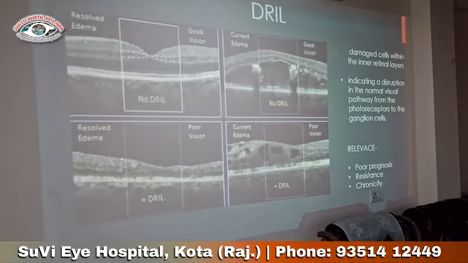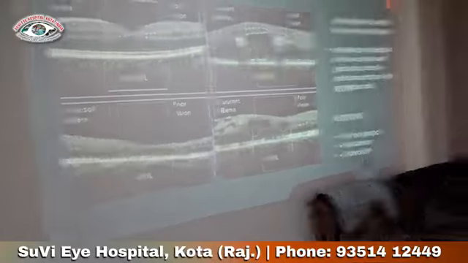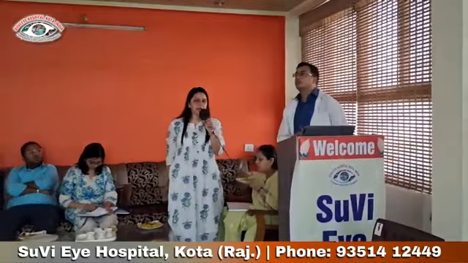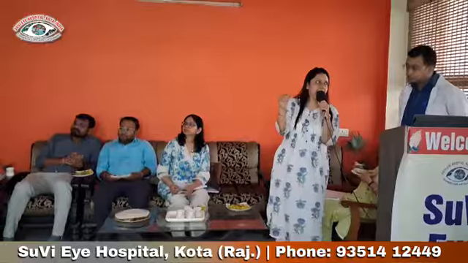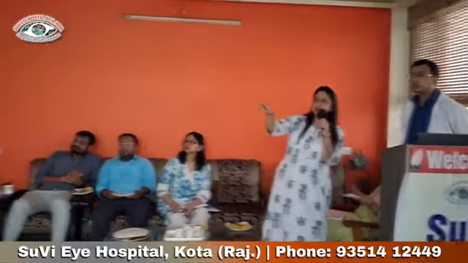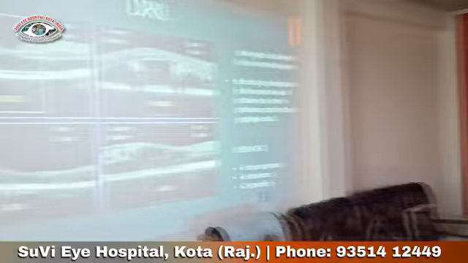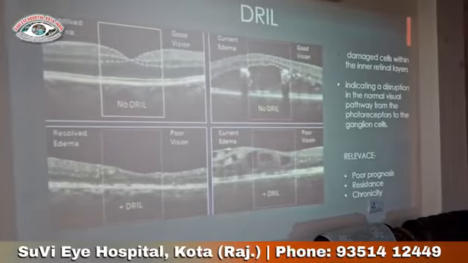So what is DRIL? Anyone? Disorganization of inner retinal layers. In the first picture, there is no disorganization of the inner retinal layers because all the layers are in the same plane: inner plexiform, outer plexiform, inner nuclear and outer nuclear layers. But in the third picture, the continuity is lost in the center.